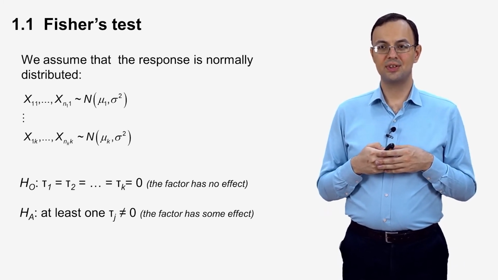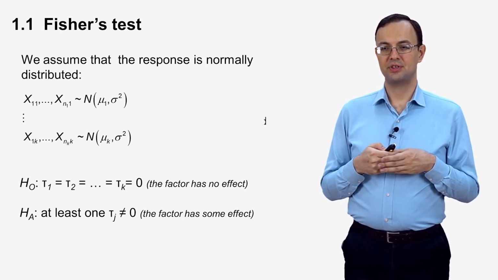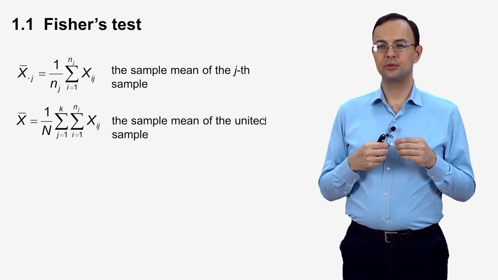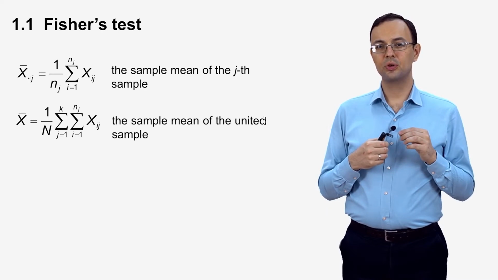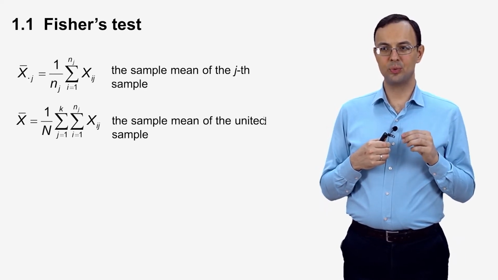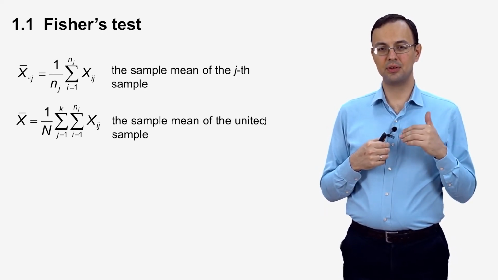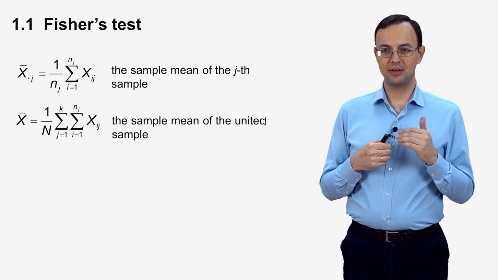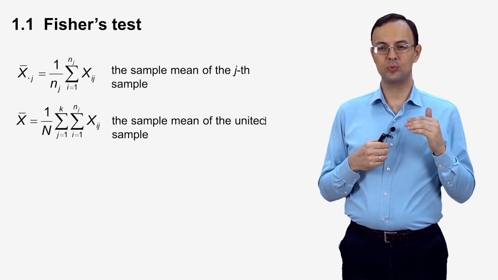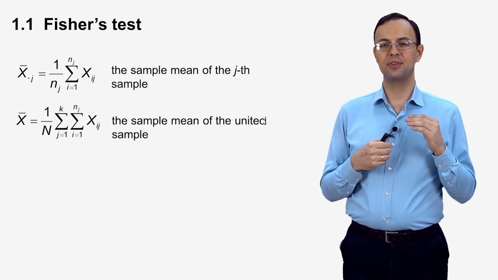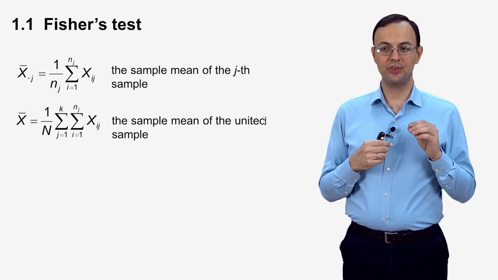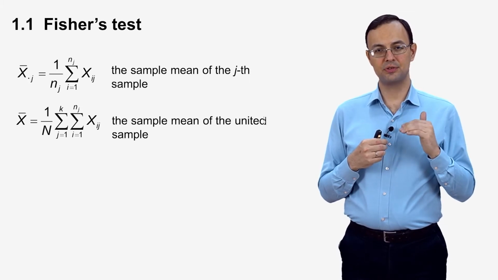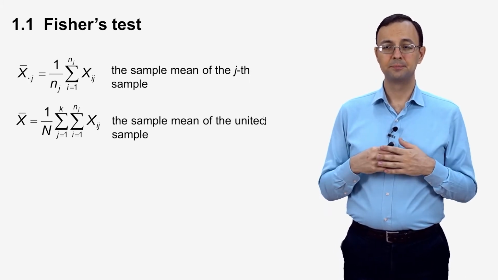So what is the test statistic of the Fisher's test? First, we are to calculate the sample means for all the samples we have. So we have a sample for each factor level, and for each of these samples, we are to find the sample mean. So this x bar dot j is the sample mean of the jth sample, the sample that corresponds to the jth factor level.